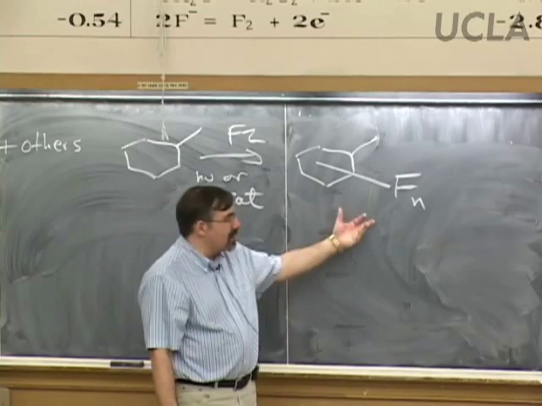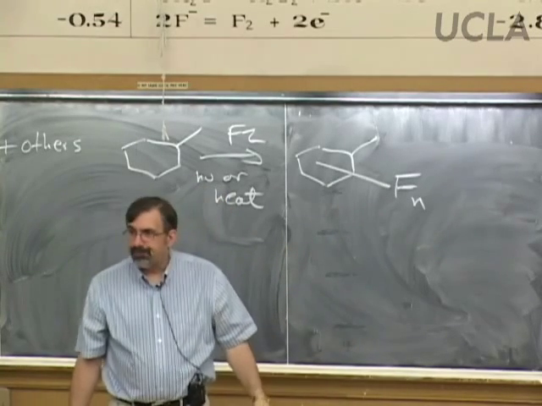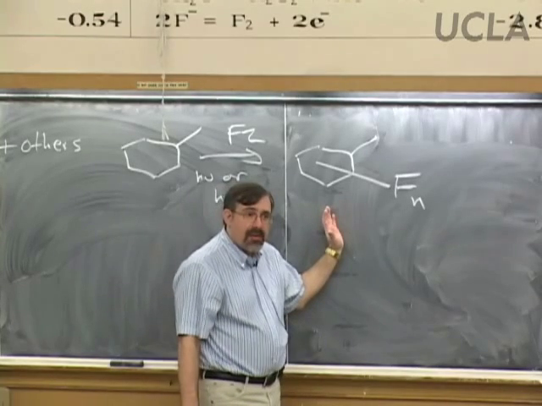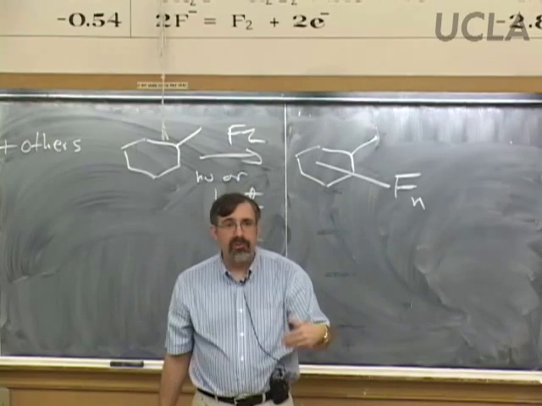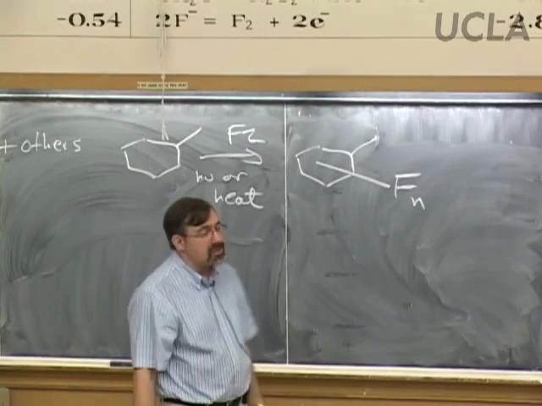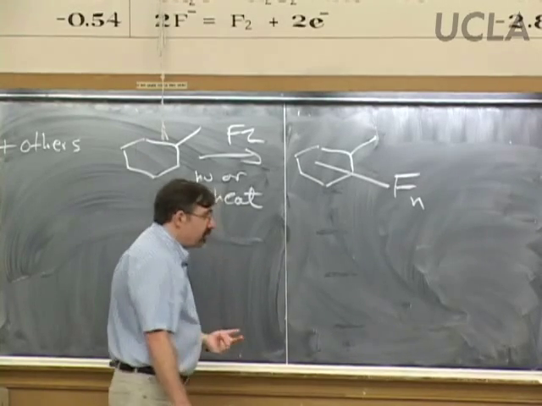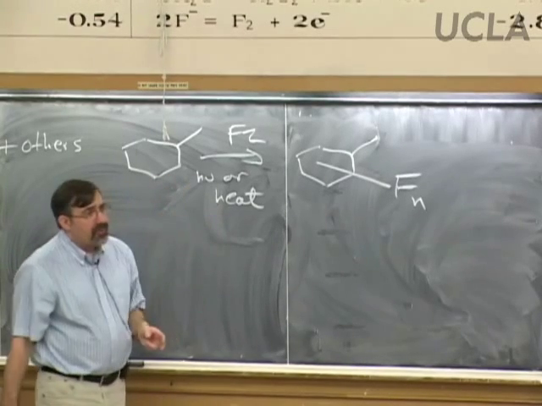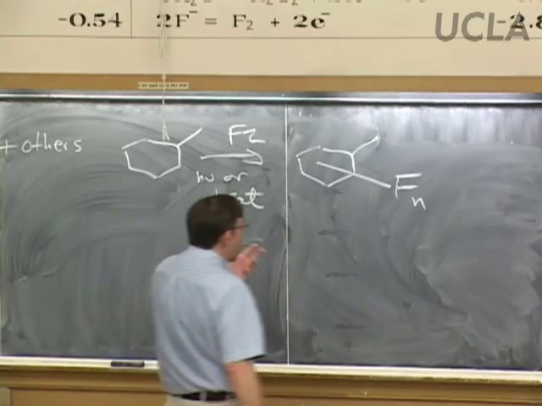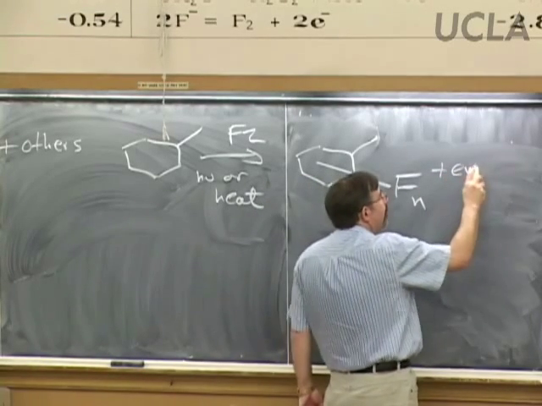I guess that sounds like a potato chip commercial. Right? We can't stop it at just one. So not only is there no selectivity as to where it goes, it's hard to control how many go on there. As a matter of fact, you probably end up replacing all of the hydrogens. The other issue is carbon-fluorine bonds are pretty strong. You end up releasing energy as this reaction goes on.